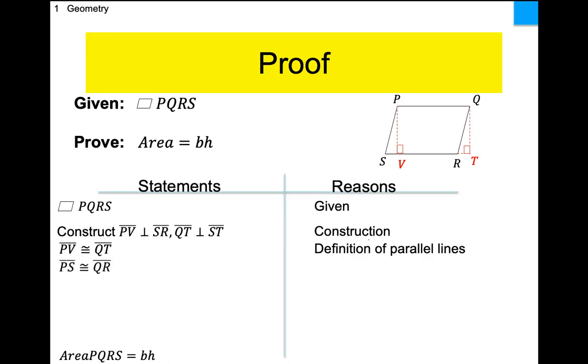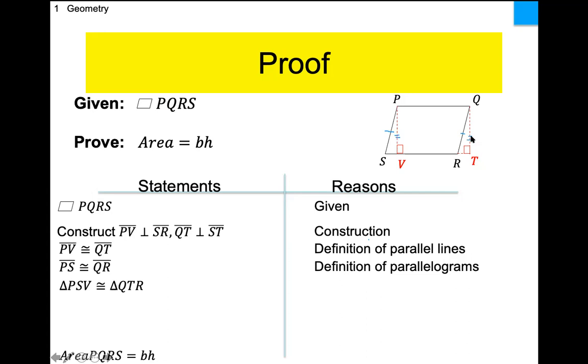Well, PS is congruent to QR because it's a parallelogram. The black part is a parallelogram. Opposite sides are congruent, right? That's a property of a parallelogram, not the definition of a parallelogram. So I can immediately claim that those two triangles are congruent because I showed that this side is congruent to this side, and this side is congruent to this side.